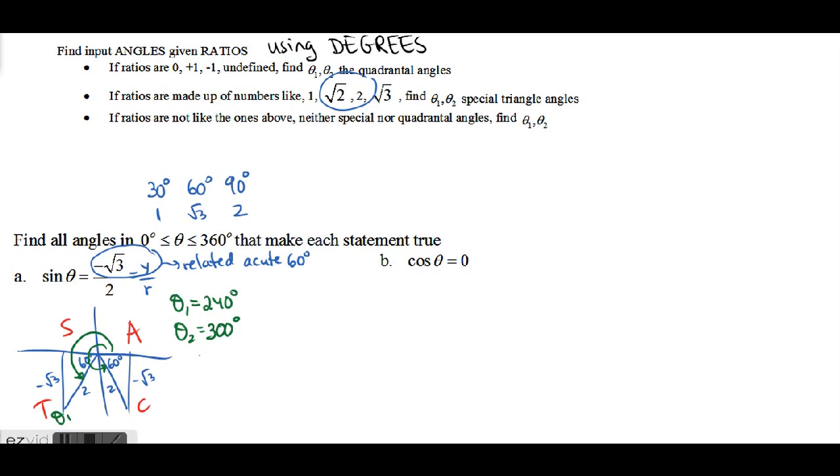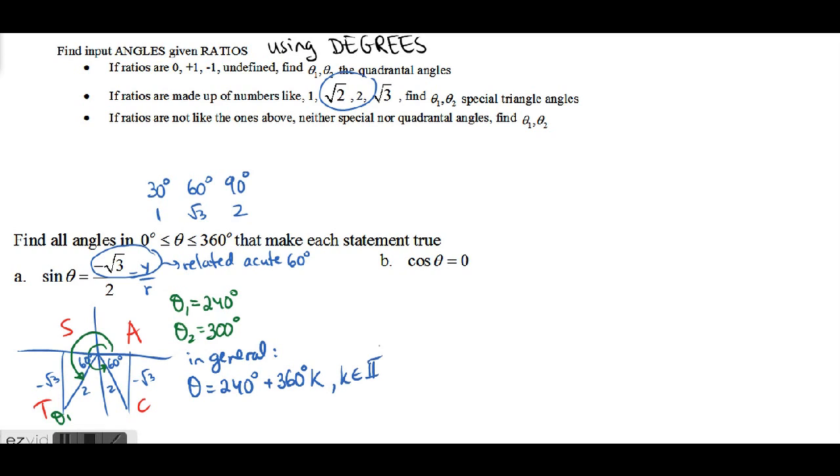In general, if you were ever asked to find all the angles, not just the two within this revolution, so in general, the solutions are theta is equal to 240 degrees plus or minus, but I'm going to just record plus here, 360 degrees multiplied by an integer number, k.